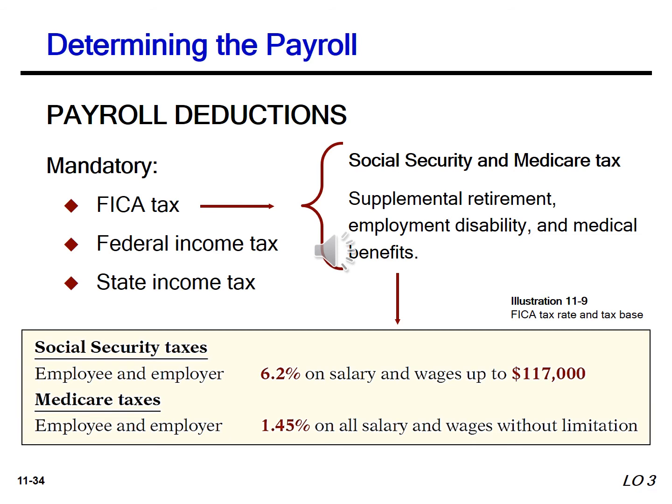These can fall within two groups: the Social Security taxes, which are usually contributed to by both the employee and the employer, at a rate of 6.2% on salary and wages up to $117,000. And the Medicare taxes, which are also contributed to by both the employer and the employee, come in with a rate of 1.45% on all salary and wages without limitation. All these details pertain to the United States tax code.